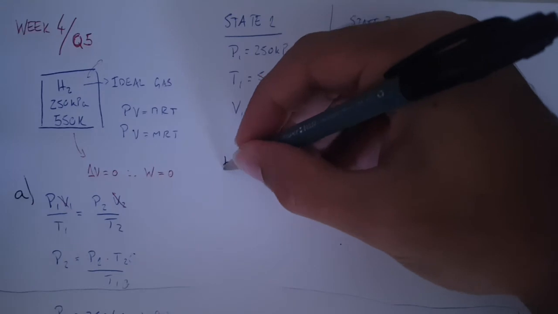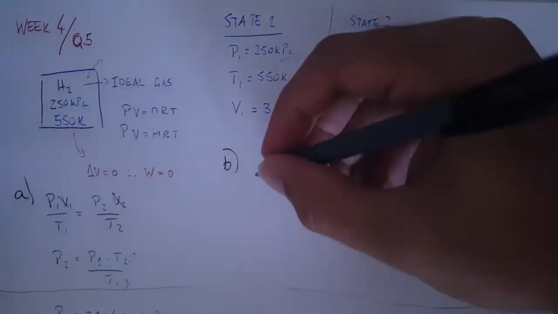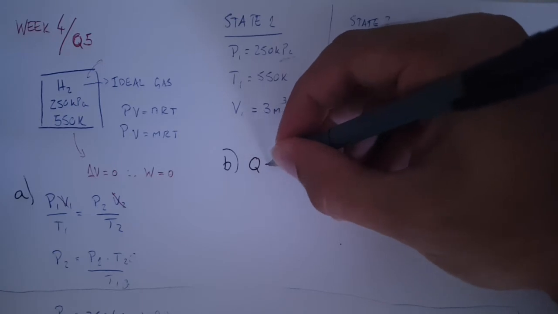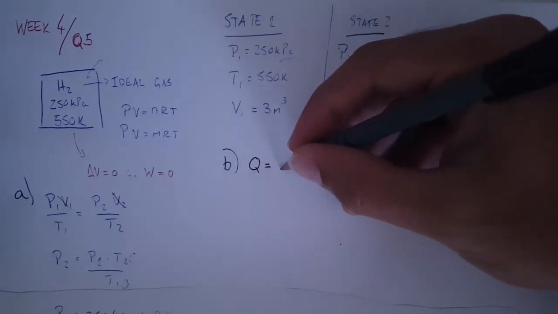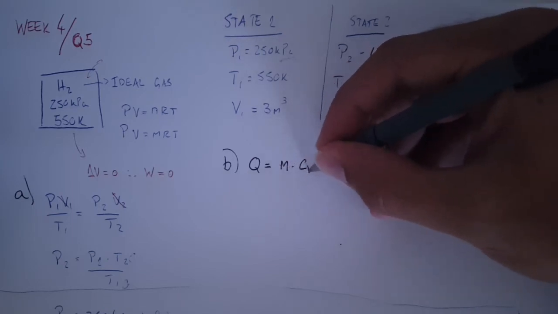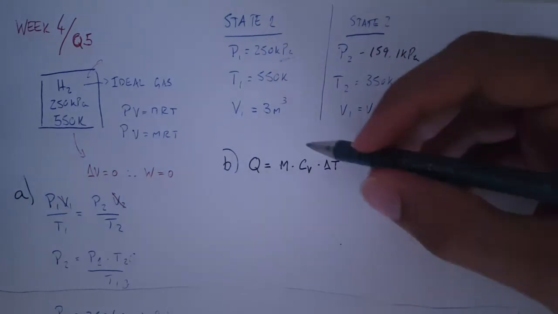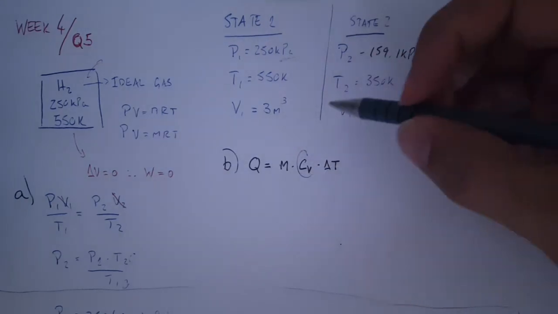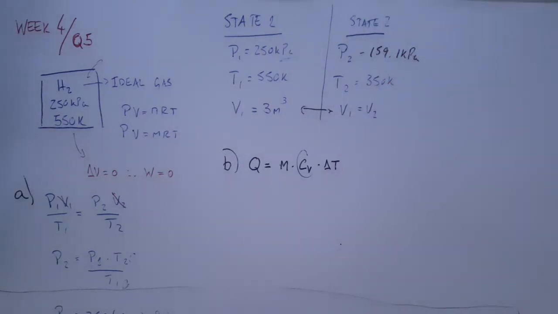And now part B, we need to find Q, right? We need to find the heat. Right, now there's more than one way to do it. The easiest way is to use the equation that you also should have learned this week, which is the equation that relates the mass, C_V, delta T. Okay, what's the C_V? Why is it C_V? Because there's no change in volume, right? The volume is the same, right? So the heat capacity at constant volume, the same volume.